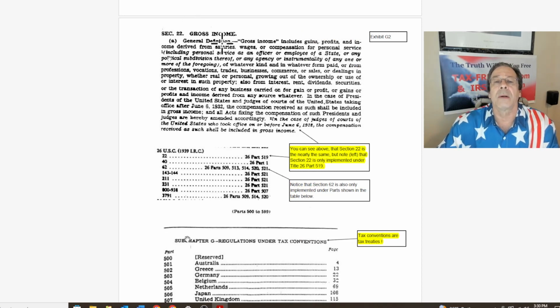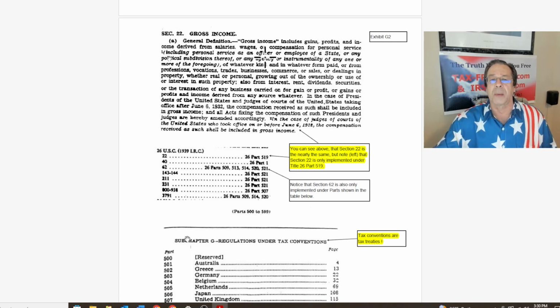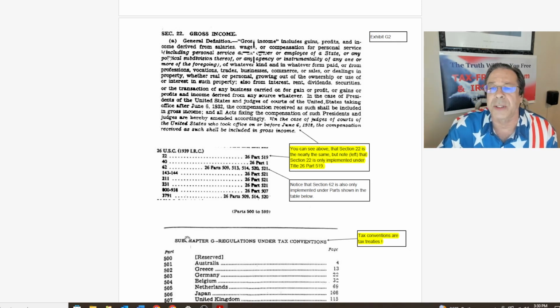Gross income. General definition. Gross income includes gains, profits, and income derived from salaries, wages, compensation for personal service, including personal service of an officer or employee of any state or political subdivision or any agency or instrumentality of any one or more of the foregoing. Okay, and then it goes on, professions, vocations, trades, business, commerce, sales, dealings in property, real, and so forth and so on. Interest, rent, dividends, securities. It lists all the things in Section 61, but here in 22, wages and salaries are taxed.